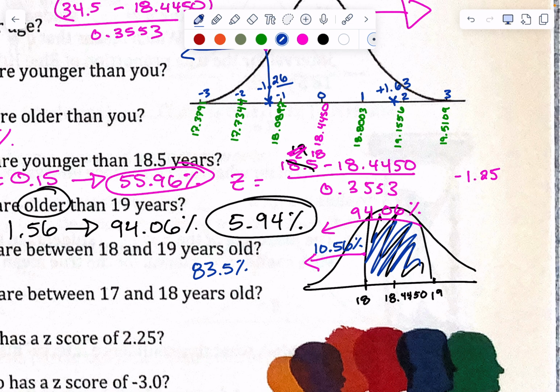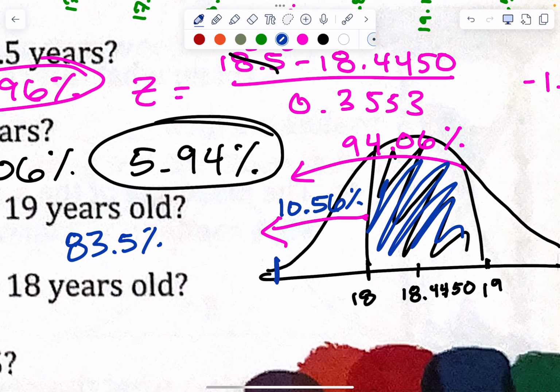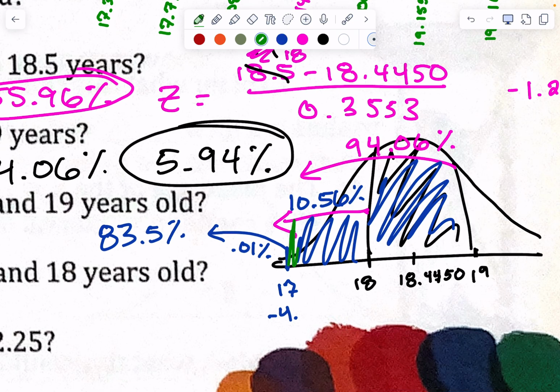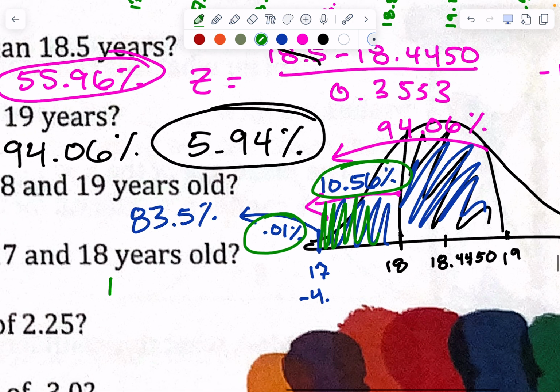Did you get 83.5? Yeah. So 17 has a Z-score of negative 4 point something, right? What percent is below him? 0.01%. So what's between those two? We're going between 18 and 17. So 10.56 minus 0.01% is 10.55.